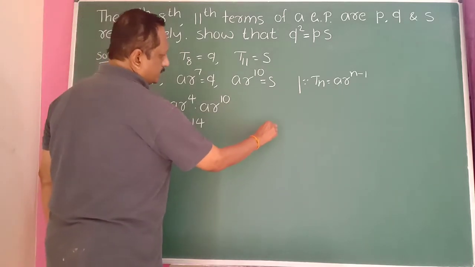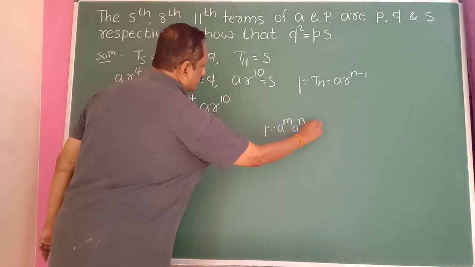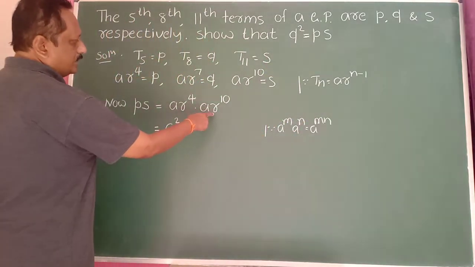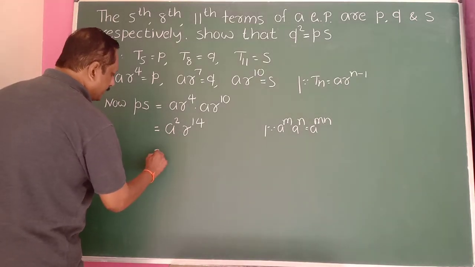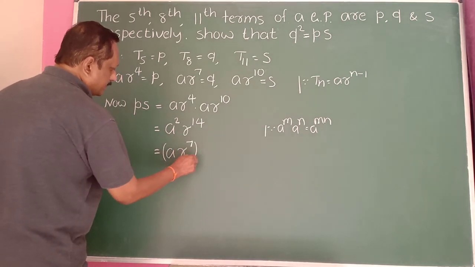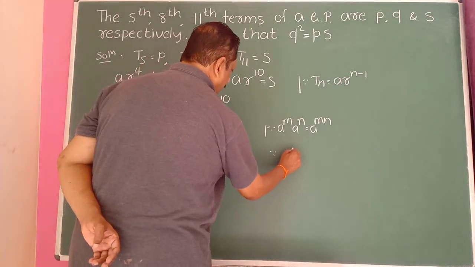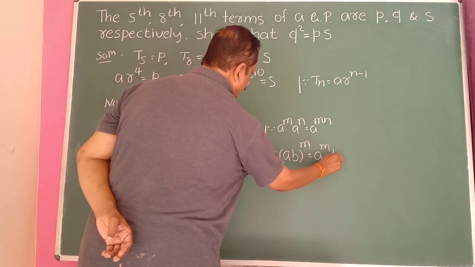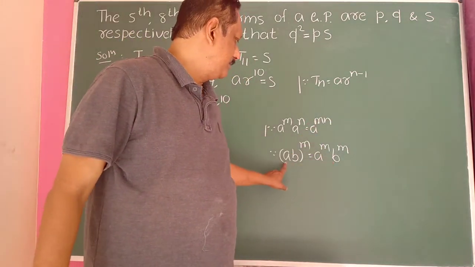Again we are using the laws of indices here: a raised to m into a raised to n is equal to a raised to m plus n. Okay, that result here, r raised to 4 into r raised to 10 is r raised to 14. And a square into r raised to 14 can be written as a r raised to 7, whole square. Okay. And again laws of indices here: a into b whole raised to m is equal to a raised to m into b raised to m.